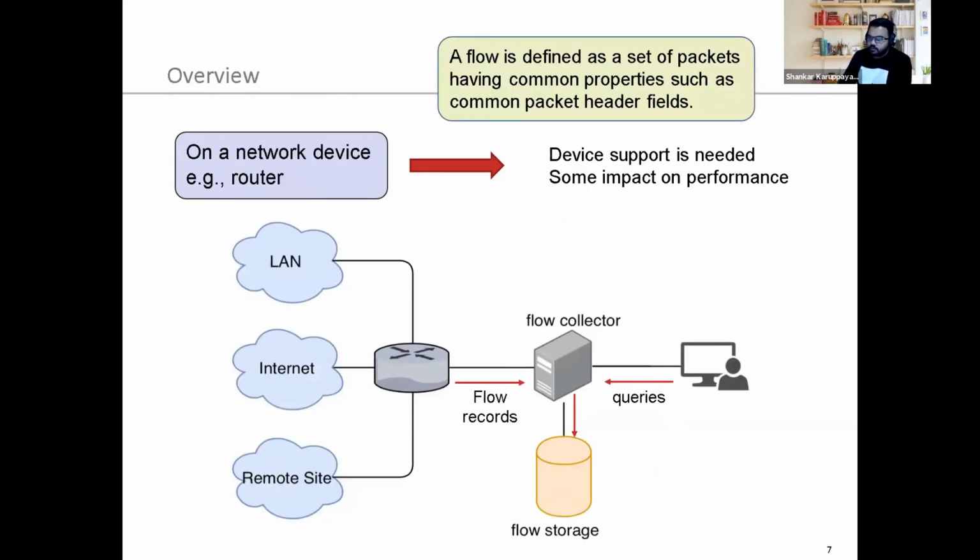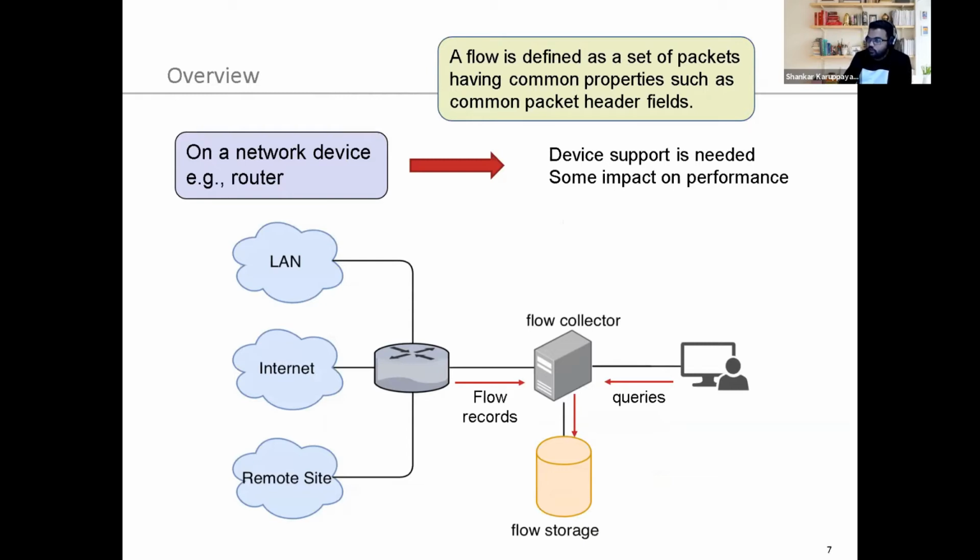So from a network device, let's say a router, you need to have some kind of device support. But if you have the support for port mirroring, as I mentioned, there will be some impact on the performance to a certain extent. But usually it's fine.